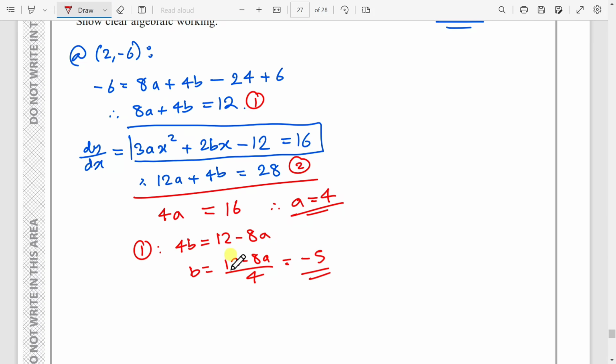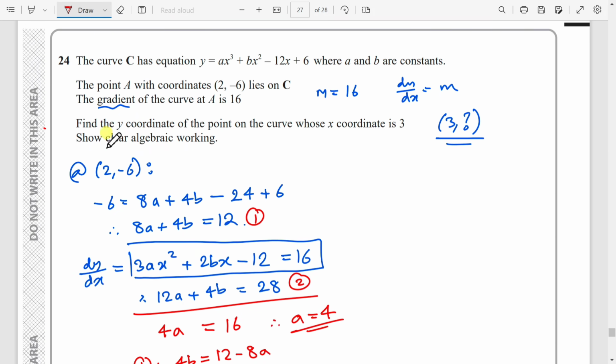So what was the question? It says find the y coordinate of the point on the curve whose x coordinate is 3. Oh yeah. So here's our equation at the top. Let's update these values, yeah? So we know here a is 4, so it'll be 4x cubed minus 5x squared minus 12x plus 6. Perfect. Now, just find the y coordinate.